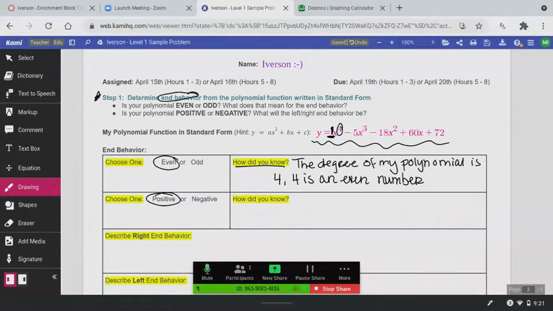So when I state how I know, I can say the a value of my polynomial is positive 1.